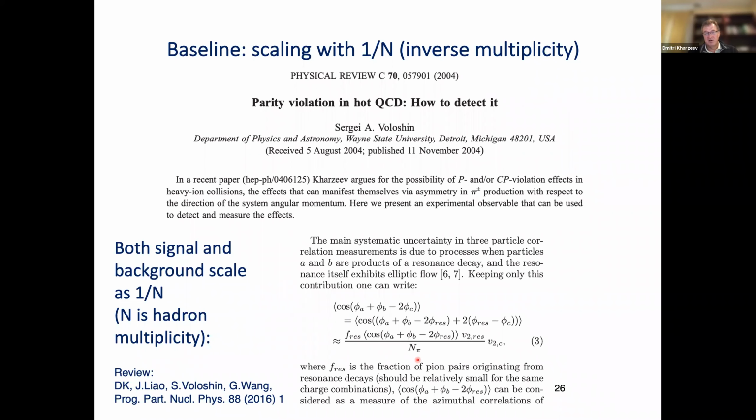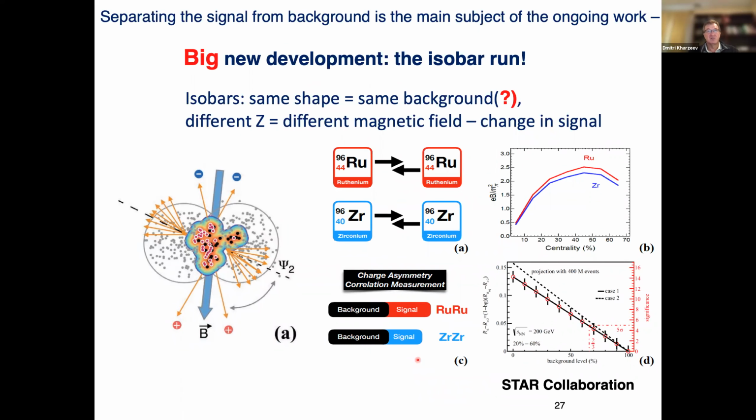So now come the isobars. What is the idea of isobars? The idea behind the isobar run was to really nail down the background contribution and eliminate it. And the idea was that there are some backgrounds which actually are not eliminated in this gamma observable. One such background comes from resonance decays. So for example, if you have some resonance and the emission of this resonance is not azimuthally symmetric due to so-called elliptic flow, then because electric charge is conserved in the decay of resonances, these resonances in principle can contribute to gamma.